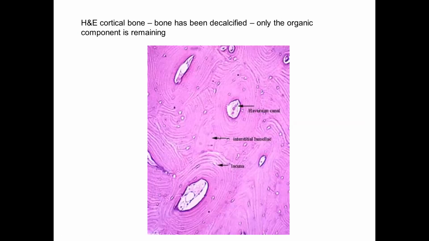This is the H&E section of cortical bone. In order to do an H&E section, you need to decalcify the bone because you cannot use a microtome to section the bone because it's too hard. So you need to remove the mineral component, which we call decalcification. So only the organic component of proteins, fibers, and cells will remain. Then the bone will be soft enough to slice and you can stain it with H&E and look at it. But the structure that you see is not very clear. So a ground section is the best way to look at bone structure.